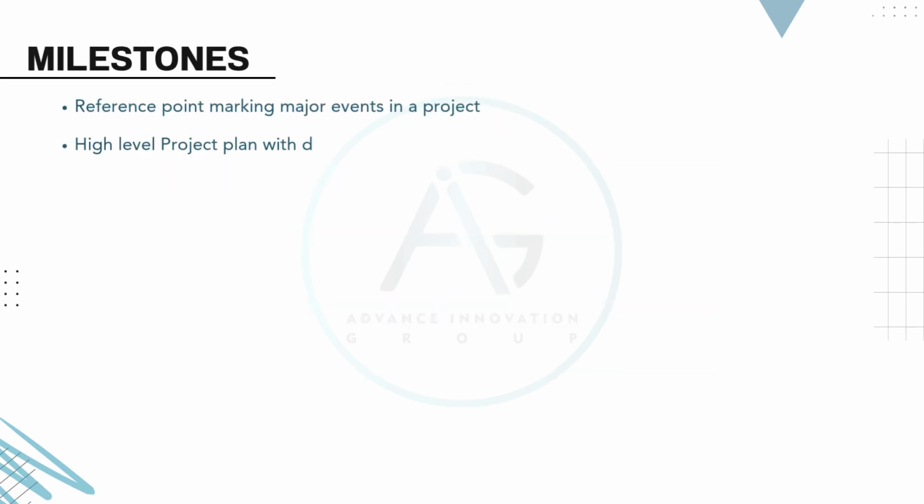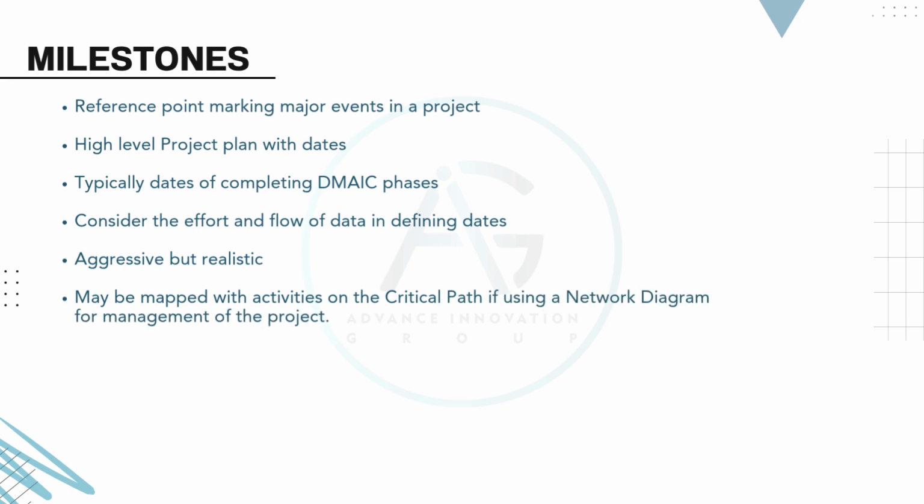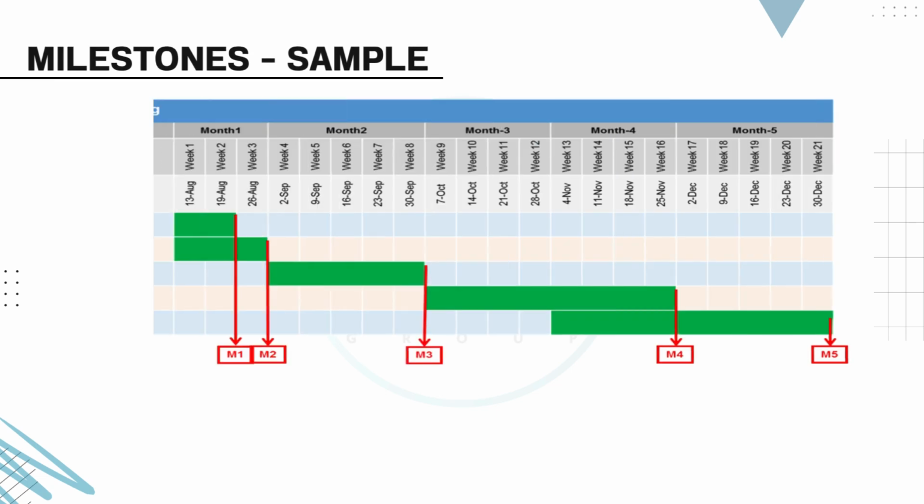Milestones. Reference points marking major events in a project. High-level project plan with dates. Typically, dates of completing DMAIC phases. Consider the effort and flow of data in defining dates. Aggressive but realistic. Milestones may be mapped with activities on the critical path if using a network diagram for management of the project. Milestones sample.